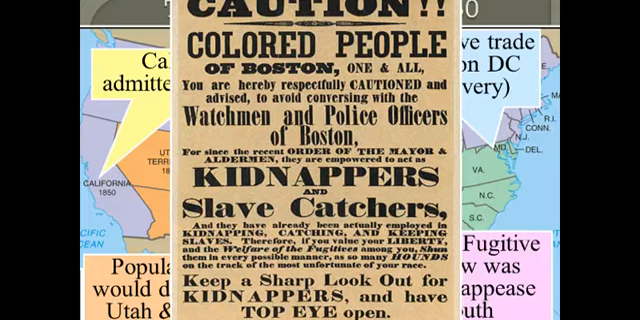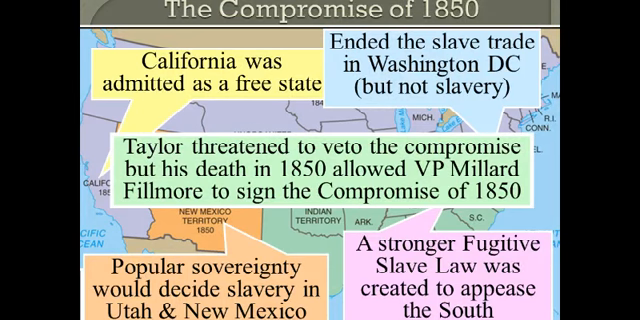So the North wasn't really serious about following this fugitive slave law. They were kind of doing their own nullification, as it were. So Taylor threatened to veto the compromise, but his death allowed Millard Fillmore to sign it. So the compromise did go through, but it wasn't successful.